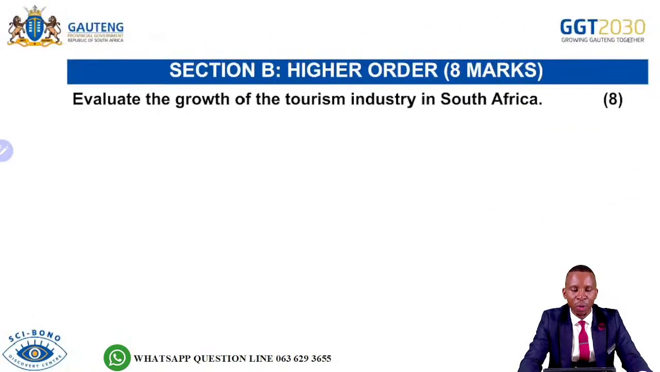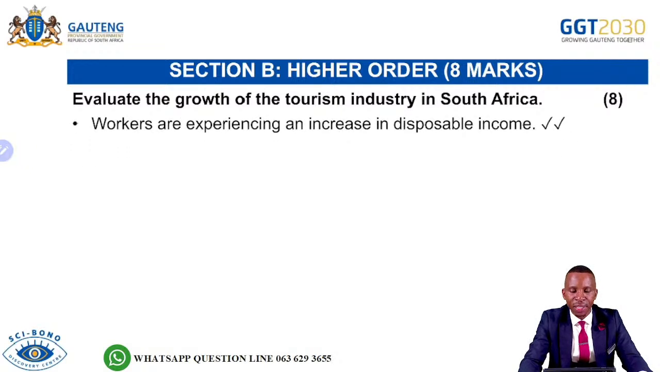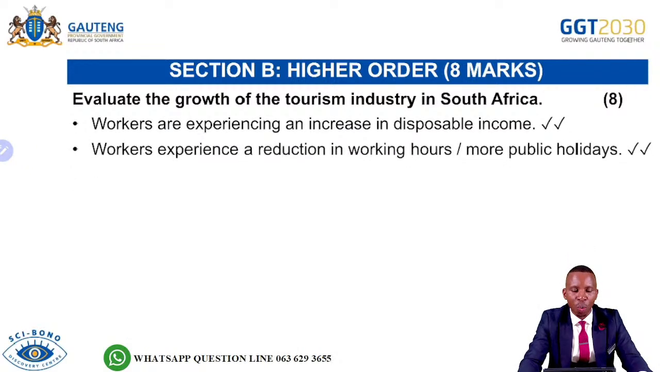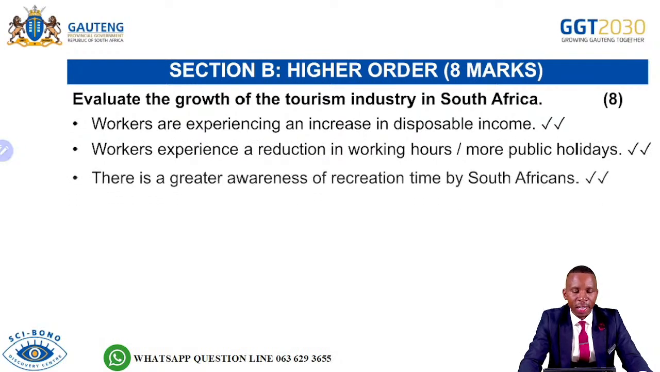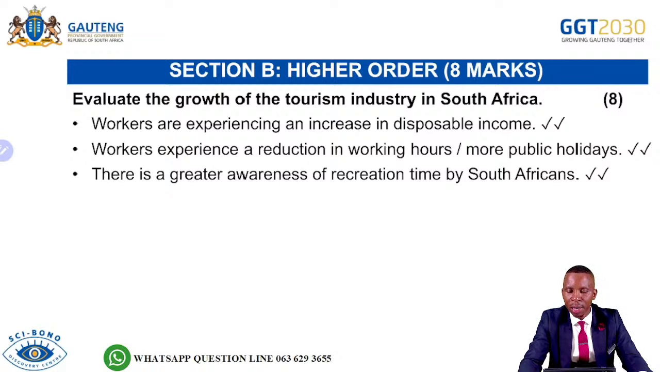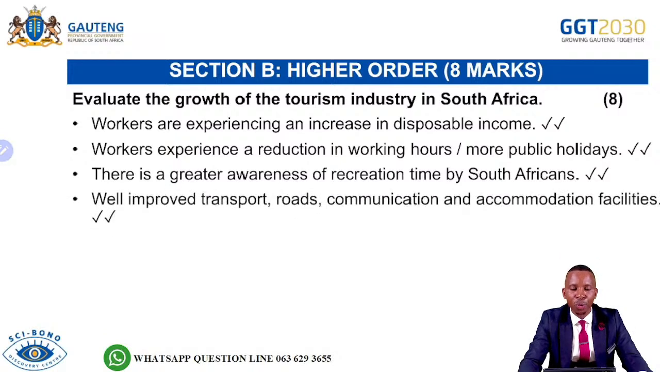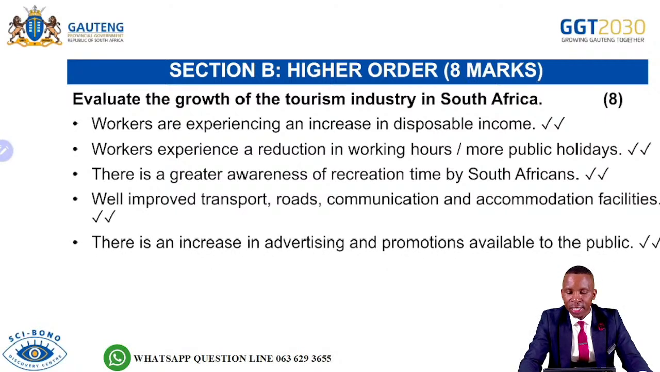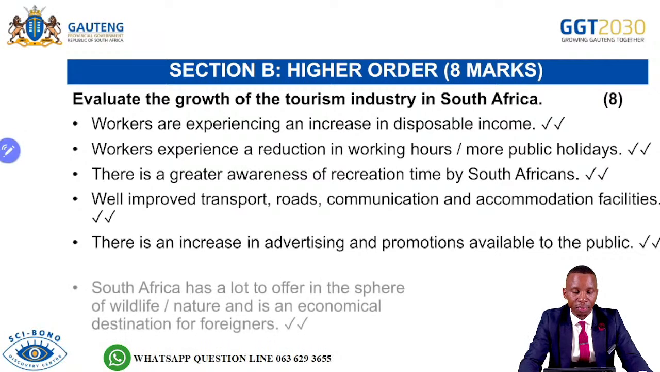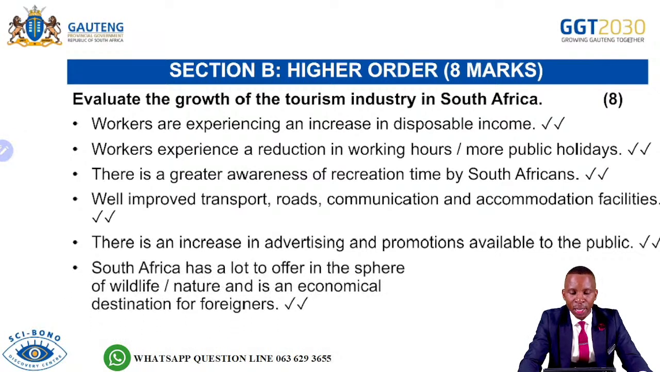And then we continue. Evaluate the growth of tourism industry in South Africa. Workers are experiencing an increase in disposable income. Workers experience the reduction in working hours, more public holidays. There is a greater awareness of recreation time by South Africans. Well-improved transport, roads, communication, and accommodation facilities. There is an increase in advertising and promotion available, including marketing. South Africa has a lot to offer in the sphere of wildlife, nature, and is an economical destination for foreigners.